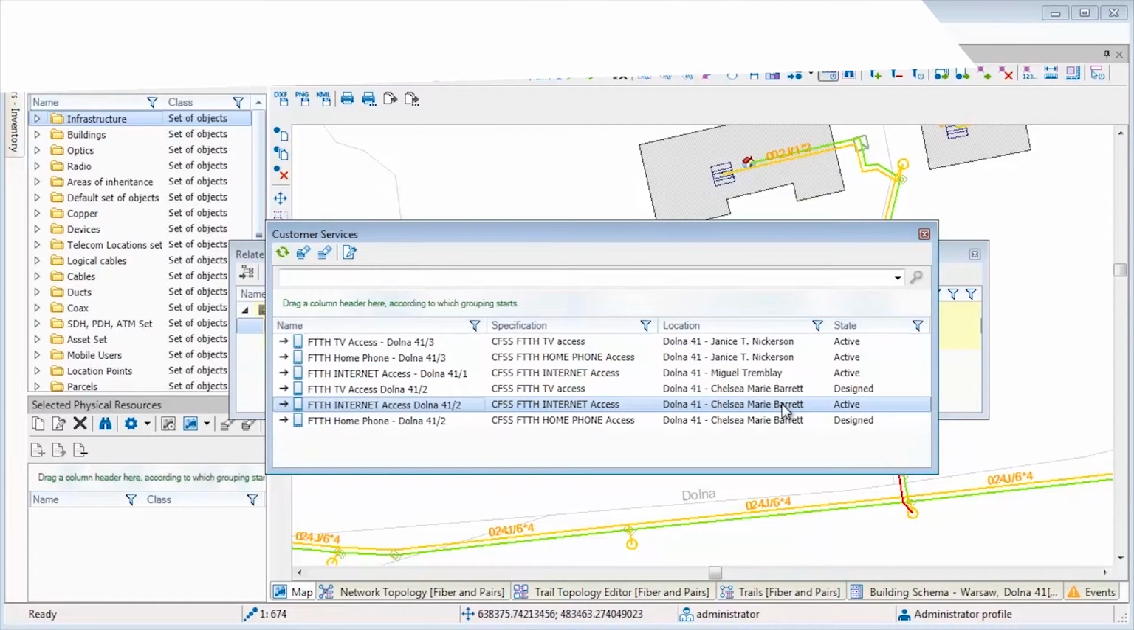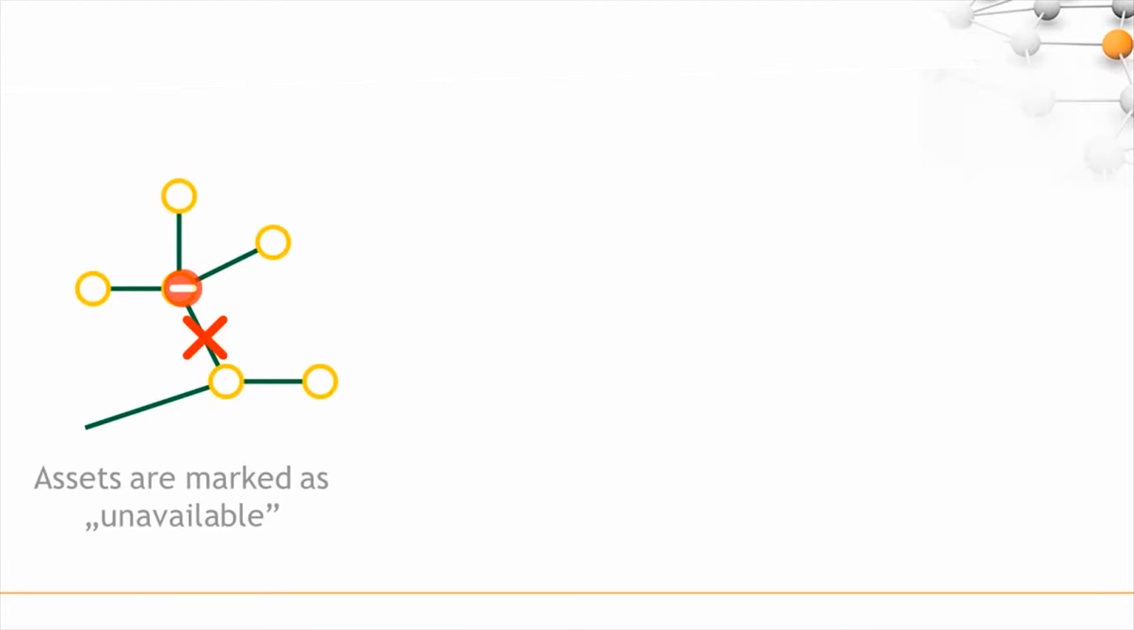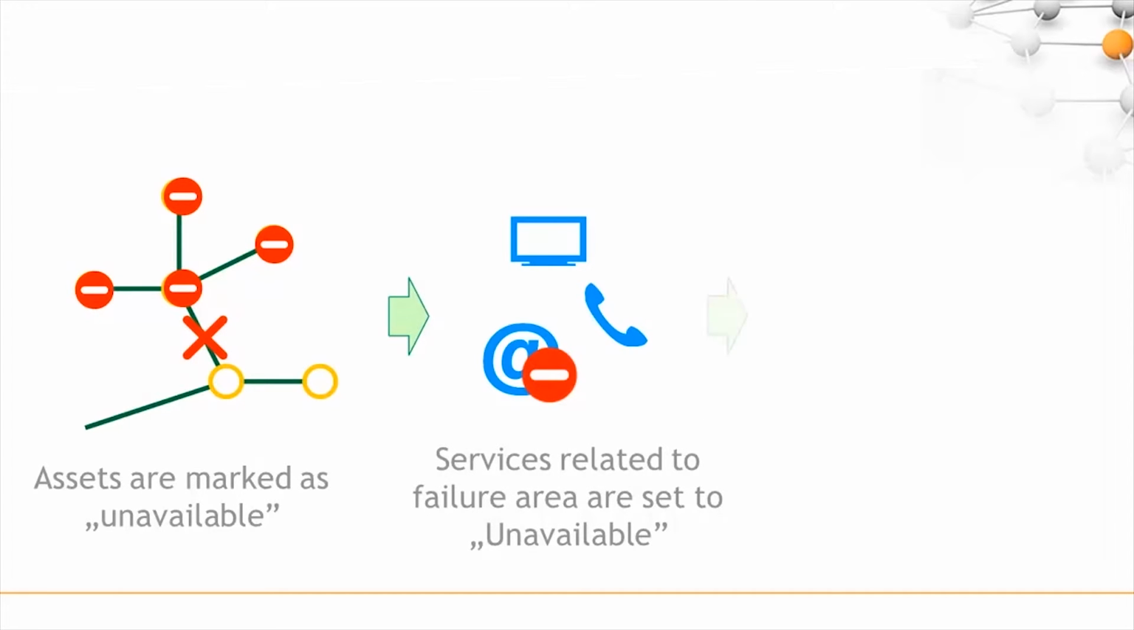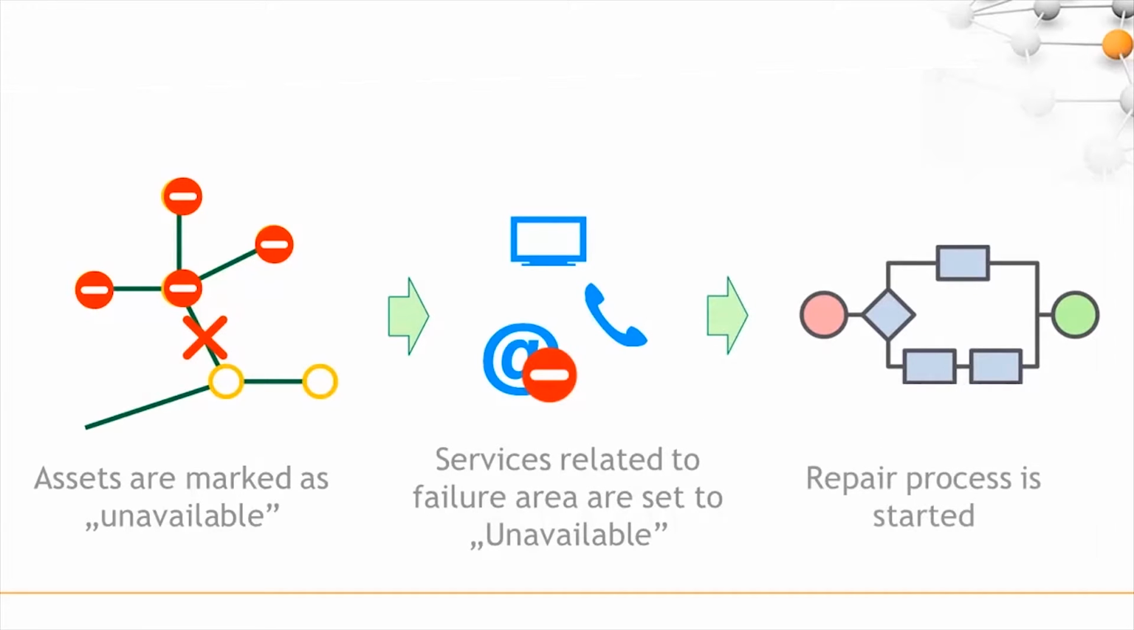Reporting a failure in resource inventory causes a string of automatic events. Connected assets are marked as unavailable. Services using those assets are also set as unavailable. A repair process is started.